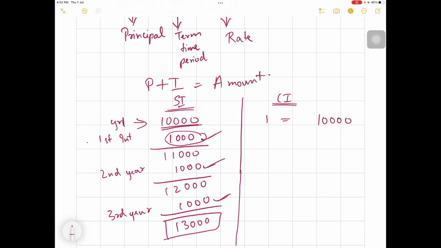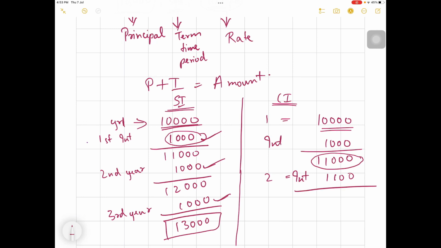Interest will be 10,000 into 10%, which is 1,000. Now this has become 11,000. In year 2, my interest will not be on the principal amount, it will be on principal plus interest, which is 11,000. So 11,000 into 10% comes to 1,100. So the second year the interest is 1,100 and not 1,000.